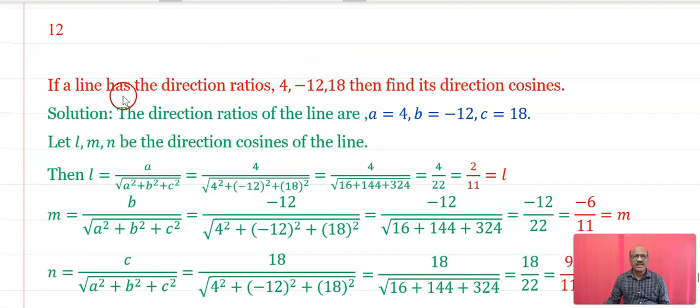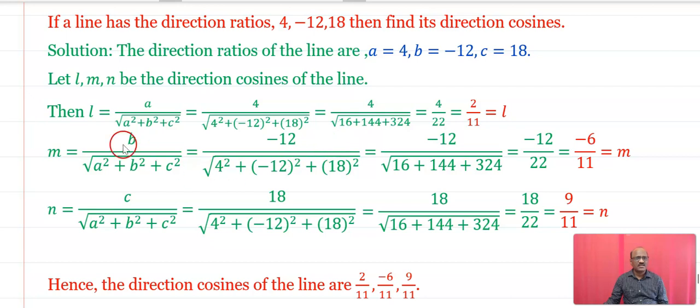Next problem. If a line has the direction ratios 4, minus 12, 18, then find the direction cosines. The direction ratios of the line are A equals 4, B equals minus 12, C equals 18. Let L, M, N be the direction cosines of the line. Therefore, L equals A upon the root of A square plus B square plus C square. The value of A is 4, so 4 upon root of 4 square plus minus 12 square plus 18 square. That is 4 upon root of 16 plus 144 plus 324. 18 square means 324.